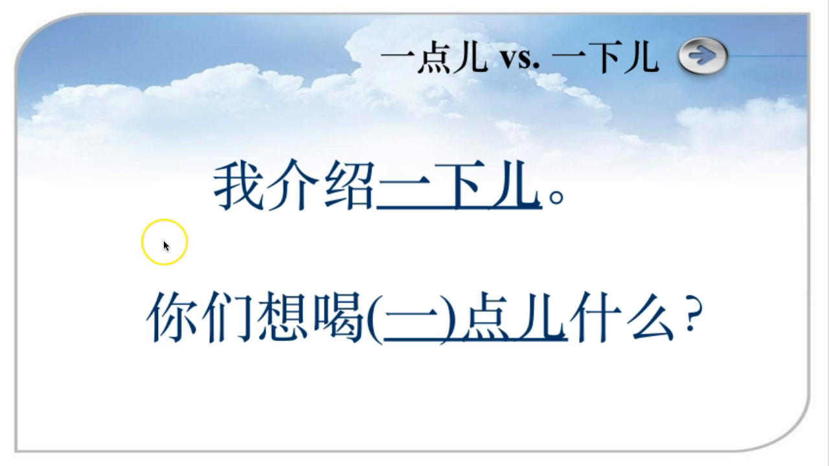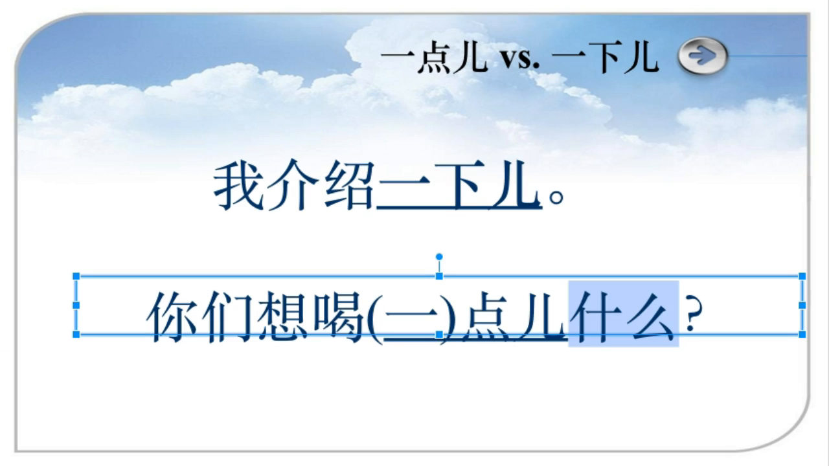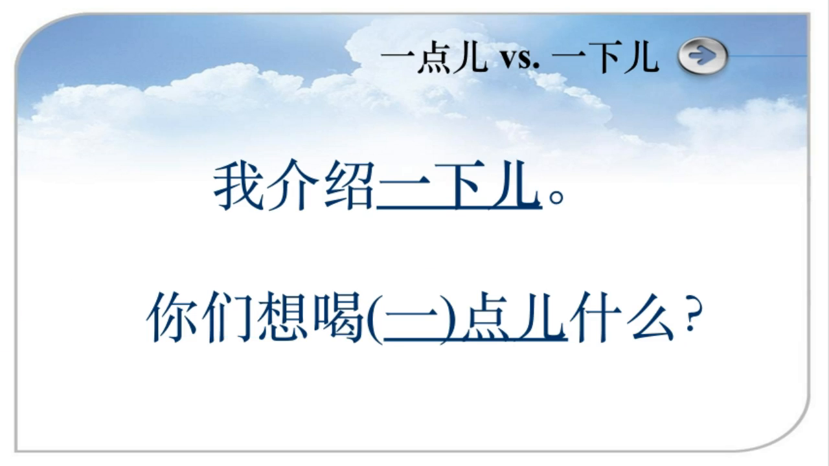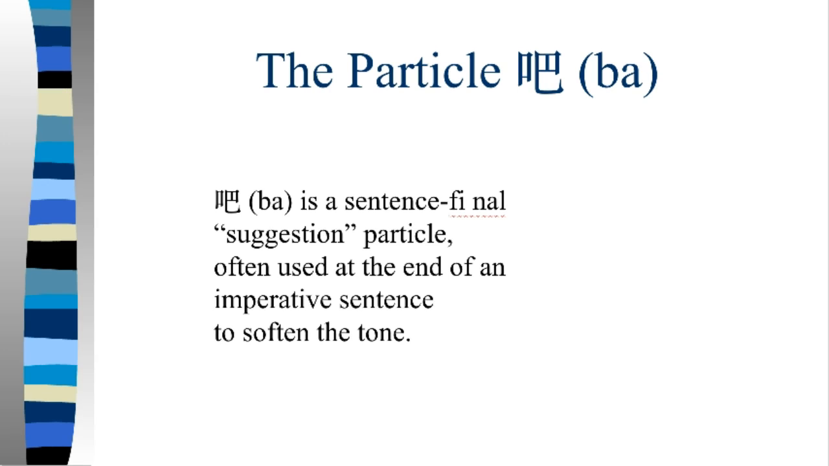Let's look at a final example. 我介绍一下. Let me introduce a little bit. 你想喝一点什么? There's always an object after 一点儿. All right. Our next word is 吧.